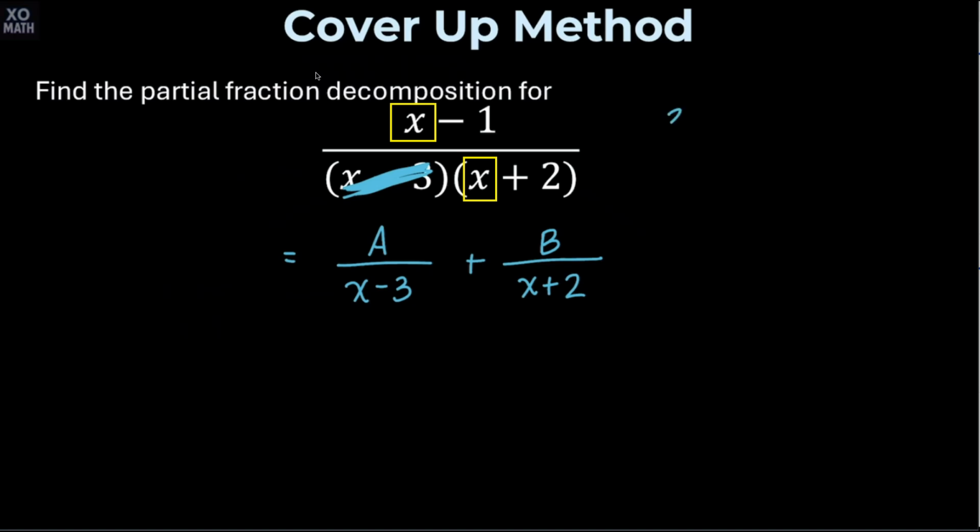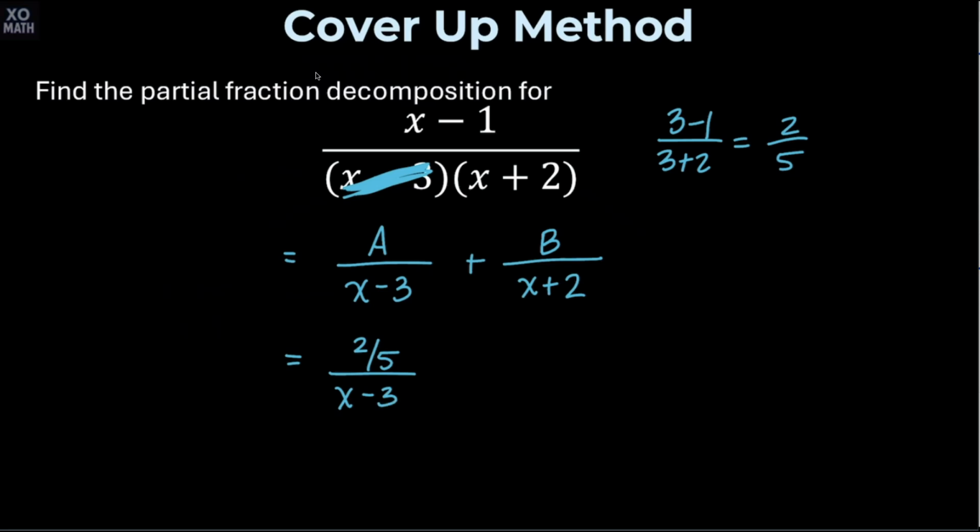So if I substitute in 3, I have 3 minus 1 over 3 plus 2. So I get 2 over 5. What we just found is the value of A, the value that goes above the factor we covered up, x minus 3. So we have our first partial fraction as 2/5 over x minus 3.